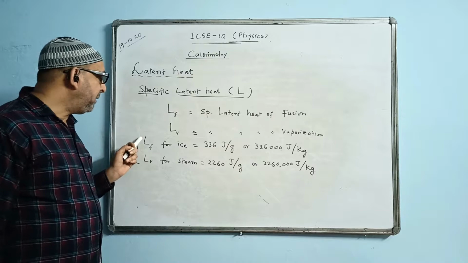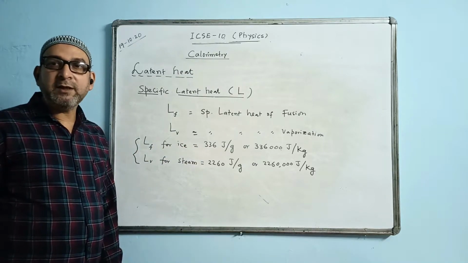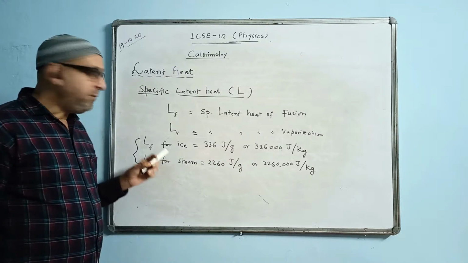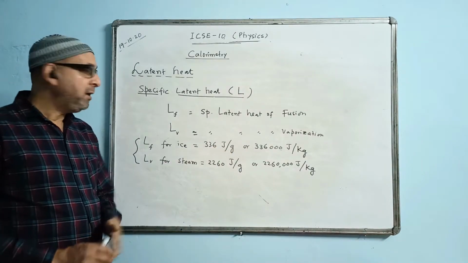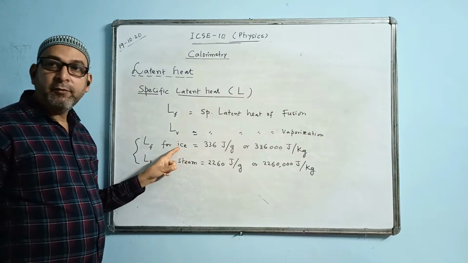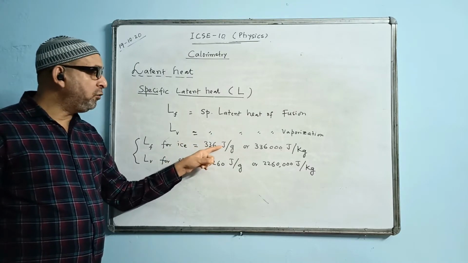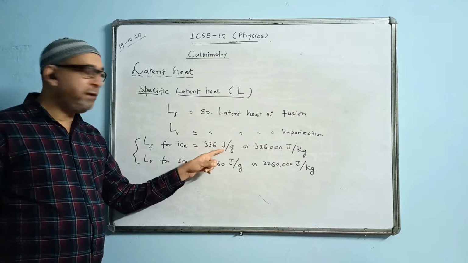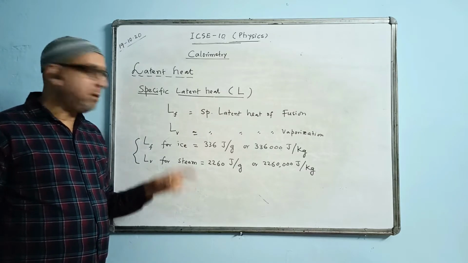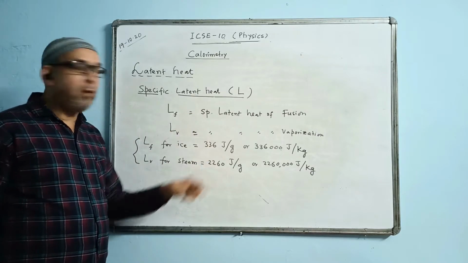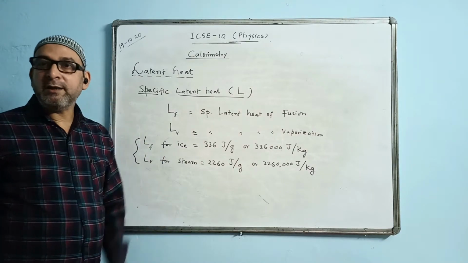What is the meaning of this? Latent heat of fusion for ice is 336 joule per gram. A question may come: what do you mean by this statement? This statement means 1 gram of ice will require 336 joule of heat to change into water, to melt into water at a fixed temperature. And what is that fixed temperature? 0 degrees Celsius, the melting point.